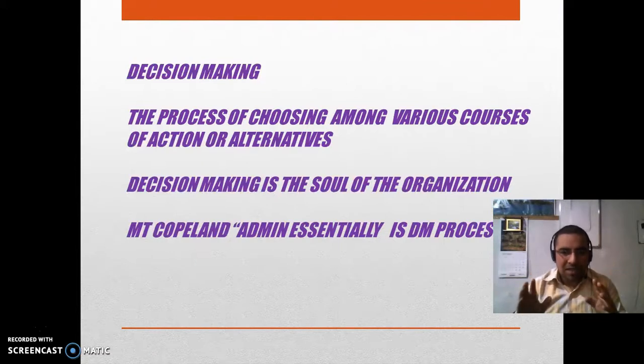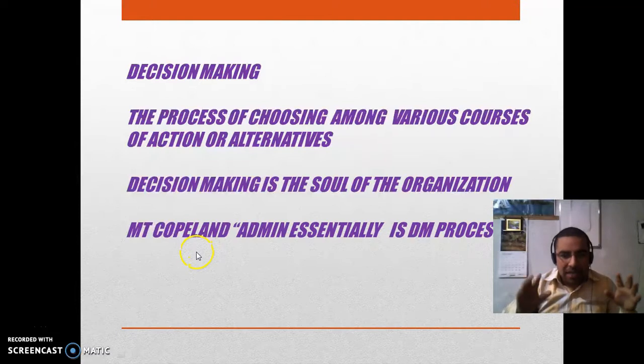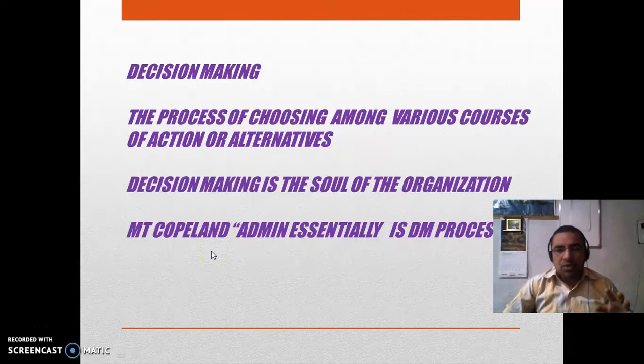You want to choose this action: go for a movie, or go to meet a friend. So the decision making process means an act of choosing among various alternatives. Now, the importance of decision making can be gauged from the fact that certain thinkers in public administration say that decision making is the soul of an organization. And M.T. Copeland goes to the extent of saying that administration essentially is the decision making process. He says that administration is all about decision making.